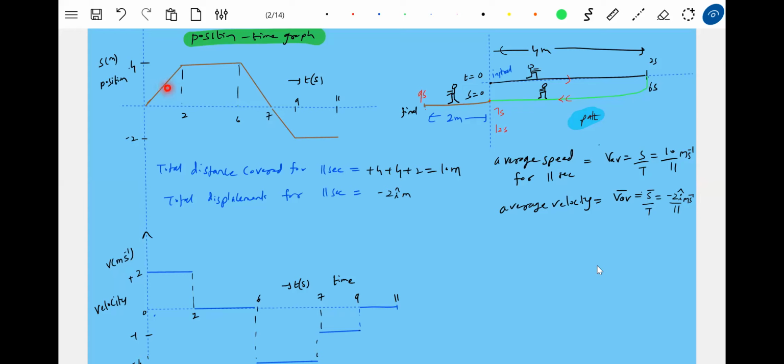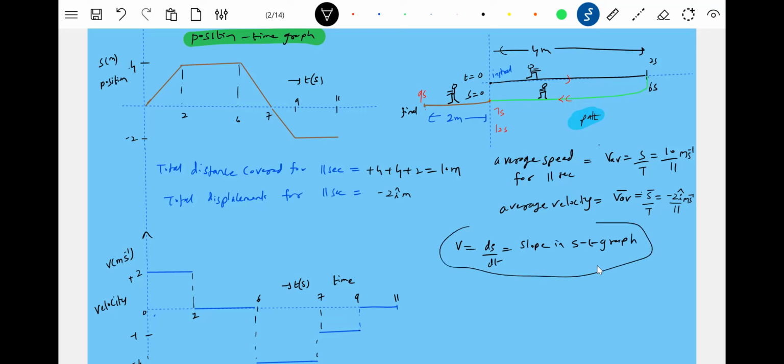Now the slope in a position versus time graph will give the velocity. Then what is the slope here? It is equal to 4 minus 0 by 2 minus 0. So the slope is 2 meters per second. I think everyone knows. And the slope of this will be 2. Then here the slope will be 0. So in the v-t graph, the velocity is equal to ds by dt, or the slope in the s-t graph. This is the basic idea that I'm applying here.